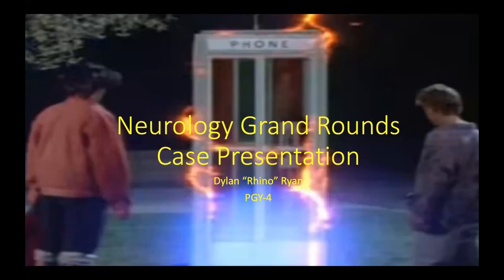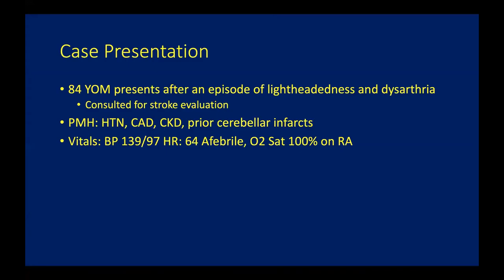Travel through history, hence the kind of phone booth, Bill and Ted's Excellent Adventure type throwback here. Essentially, it begins with an 84-year-old male who presented with an episode of dysarthria and lightheadedness. We were eventually consulted for an evaluation because there was something off about him, where they thought maybe something vascular was going on based on his risk factors of hypertension and coronary artery disease. He had prior cerebellar strokes on a CT of his head, which led to us getting involved.